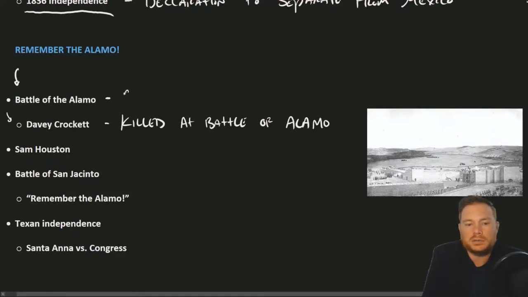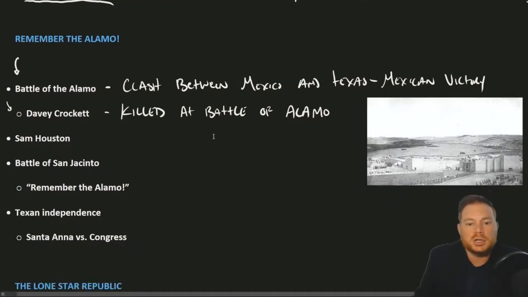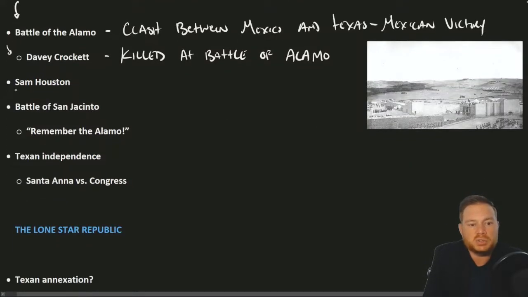We'll just call this clash between Mexico and Texas. This was, in this case, a Mexican victory. Pretty much all of the Texans fighting at the Alamo were killed. As revenge, Sam Houston was put in charge of Texan forces. We might just say general. I don't know what his actual title was, but general of Texan forces.